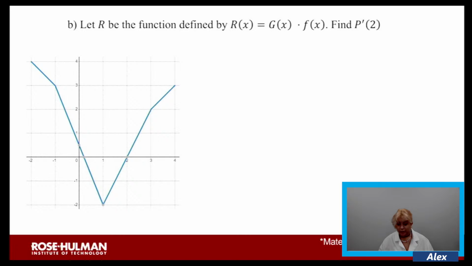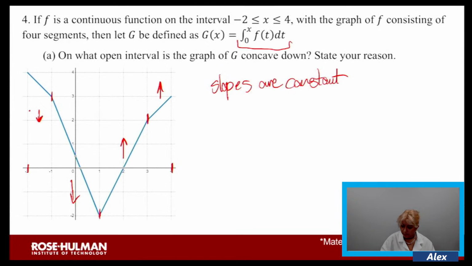So let R be the function defined by R equals g of x times f of x. Find R prime of 2. I believe that's supposed to say R prime, but that's okay. We'll write that in right here. So if g of x, let me write this for my reference, is the integral from 0 to x of f of t dt, my bad.